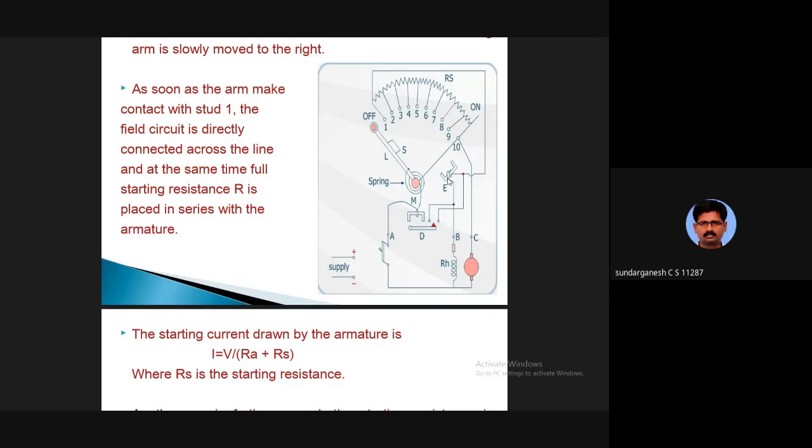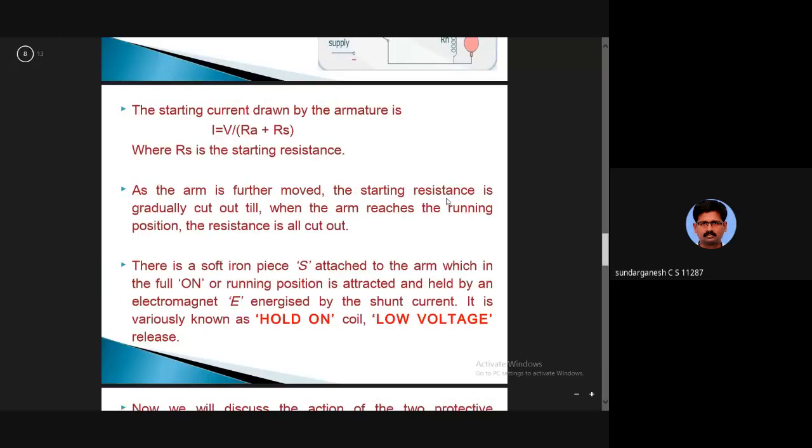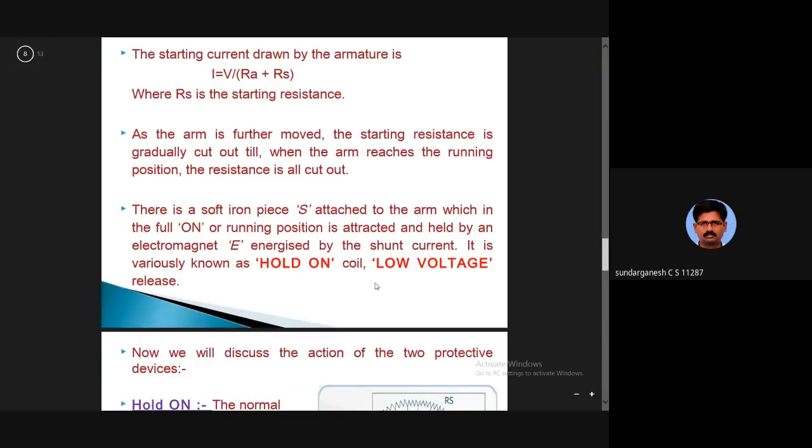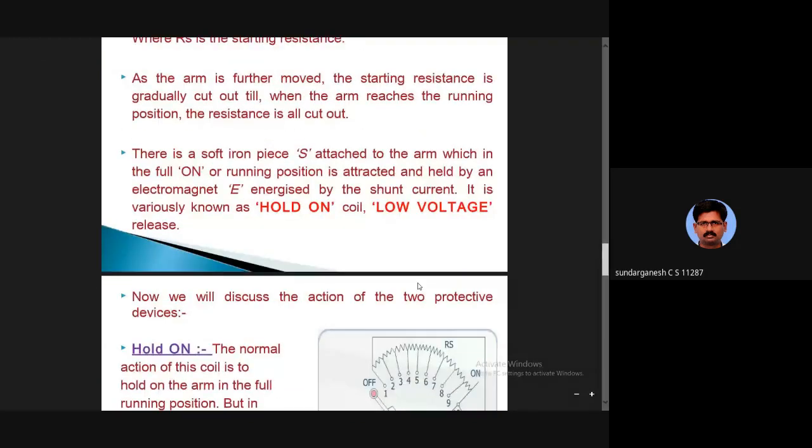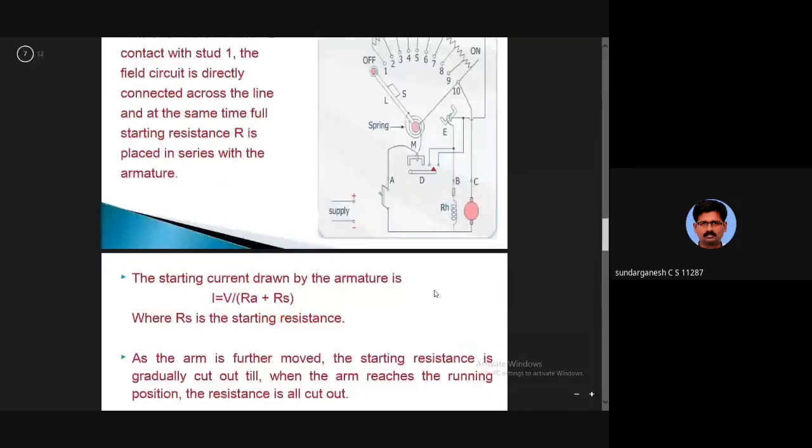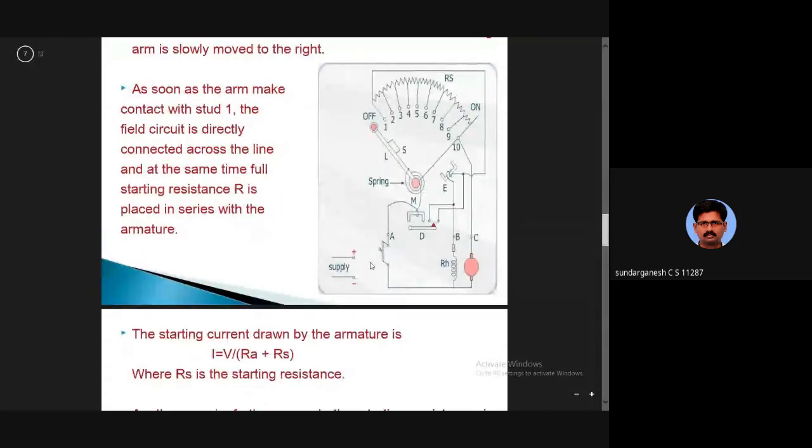So when we move the handle to position 10, this electromagnet will hold the iron piece. So it is in running position. It is known as the hold-on coil or low voltage release. So what does low voltage release mean? When the voltage is below the required voltage, the electromagnet is not sufficient to hold the soft iron piece.